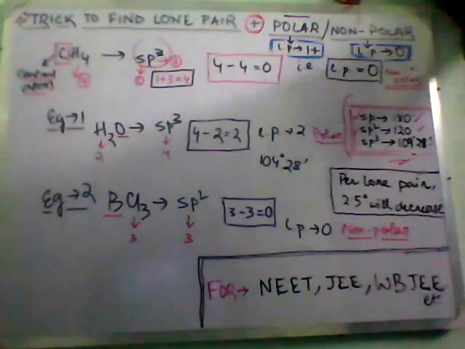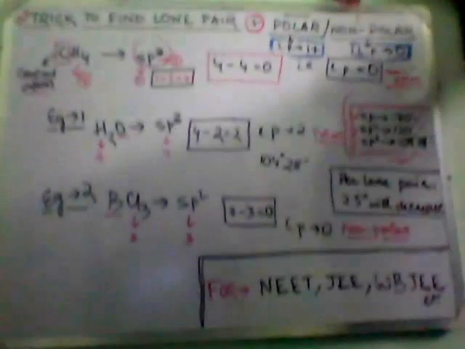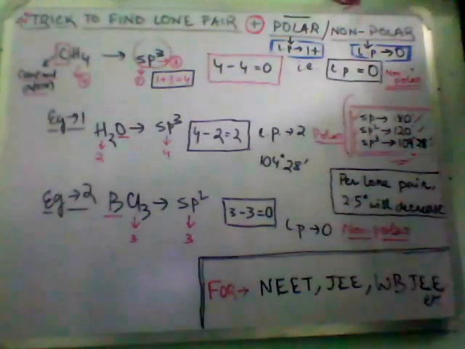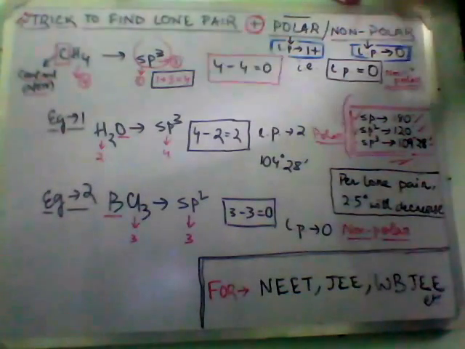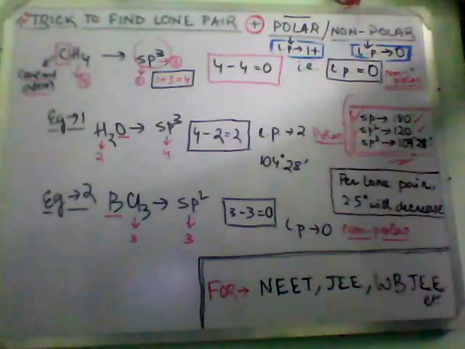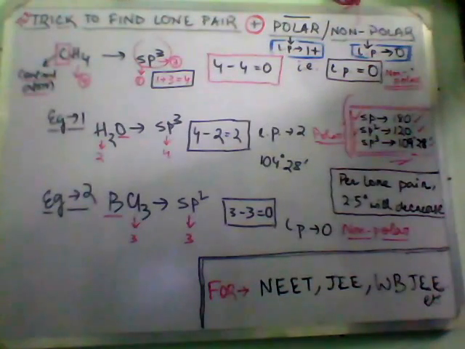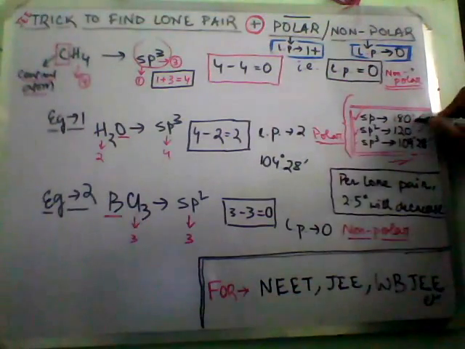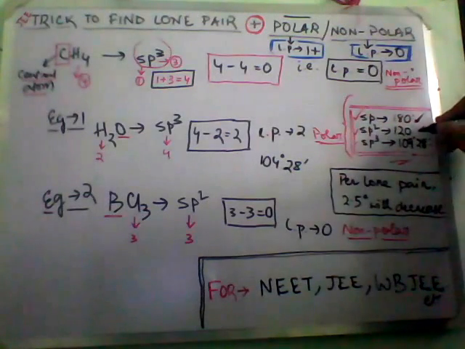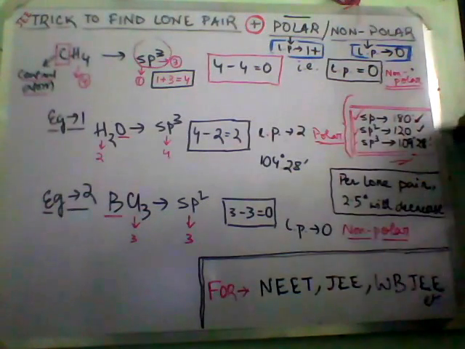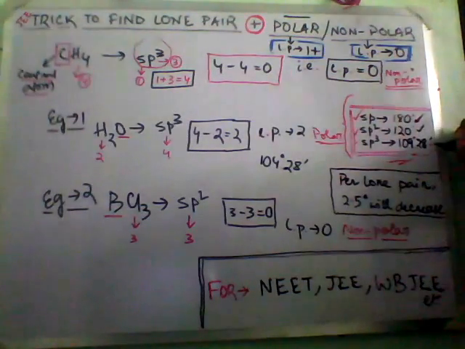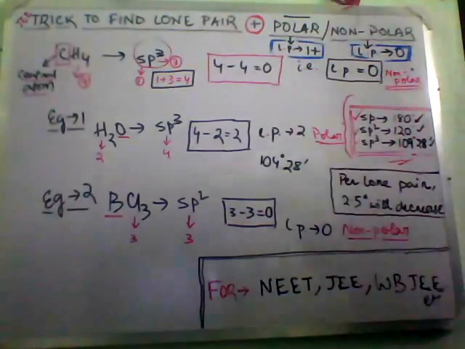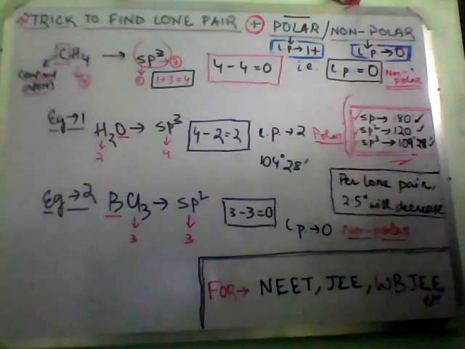Now see, first some basics. You can see the hybridization states sp, sp2, sp3. The geometrical constitution now: for sp it will be 180 degree, for sp2 it will be 120 degree, and for sp3 it will be 109 degree 28 minutes. These three you have to remember.